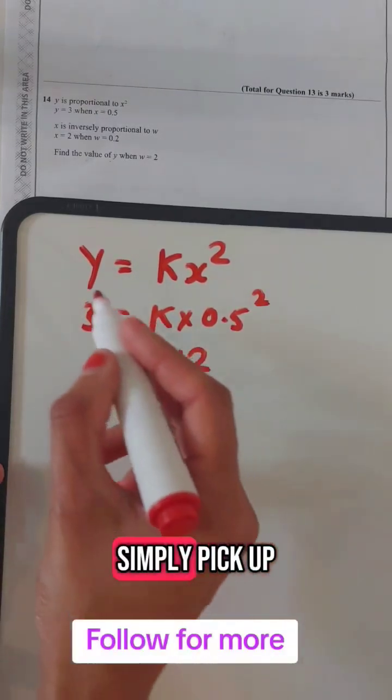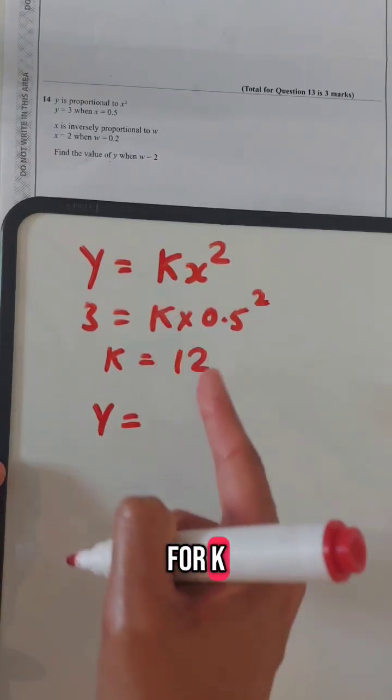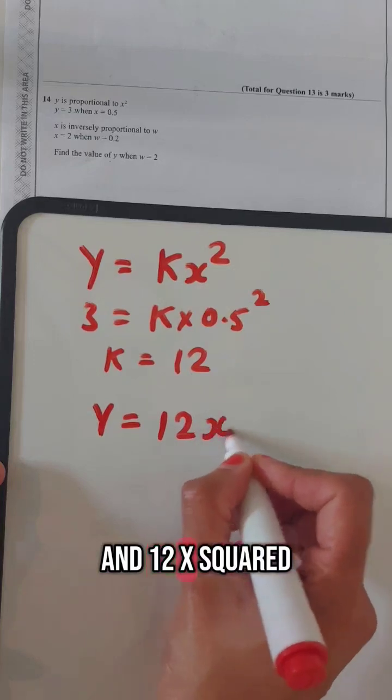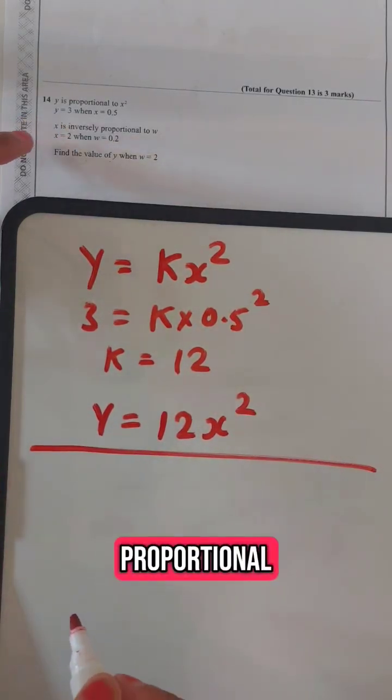So now we will simply pick up this formula, which is y equals kx squared, and we found the value for k, which is 12, so y equals 12x squared. And now we're going to move on to the second part, which is inverse proportion.